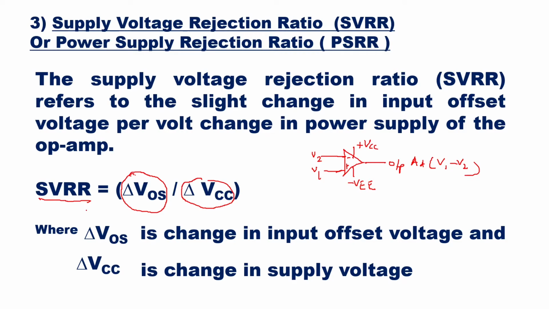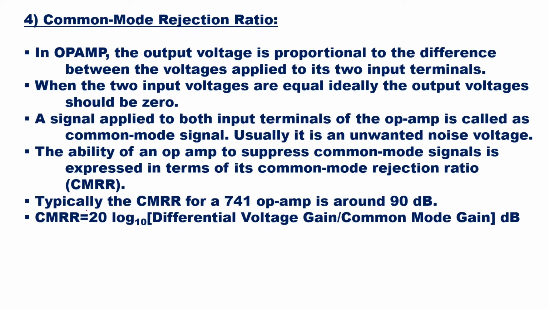For this, your study of input offset voltage should be very clear. What is input offset voltage? And then if you have that ratio of change in input offset voltage to the change in power supply per volt, it is called SVRR, supply voltage rejection ratio, or power supply rejection ratio, PSRR. Then we'll go to the next one.